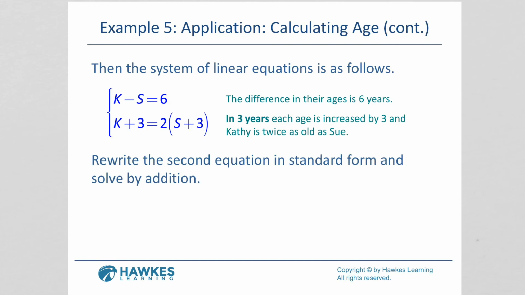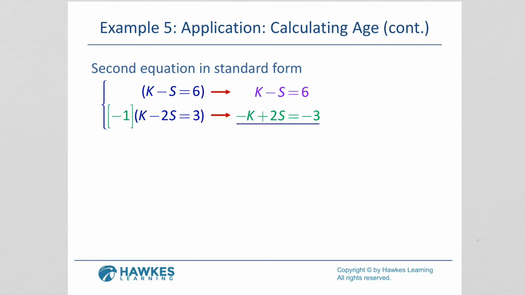We're going to rewrite the second equation so that it's in standard form, and we can solve by addition. So I have K plus 3 equals 2 times S plus 3. So when I distribute on the right, I'm going to have K plus 3 equals 2S plus 6. And then I'm going to subtract the 2S from both sides and subtract the 3 from both sides, which is going to leave me K minus 2S equals 3.